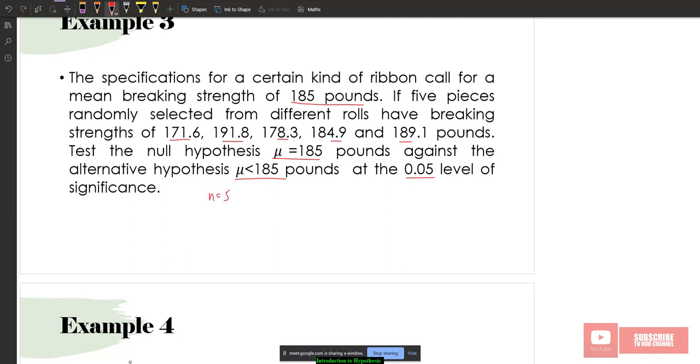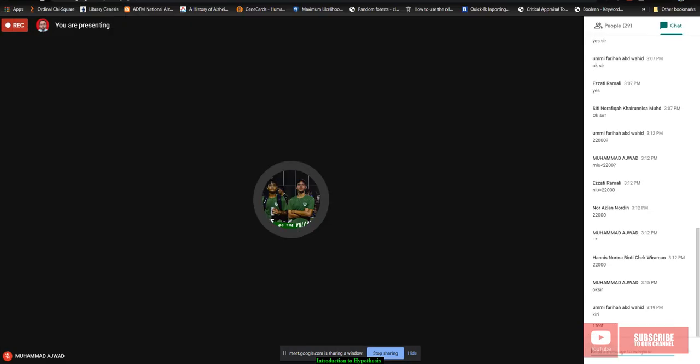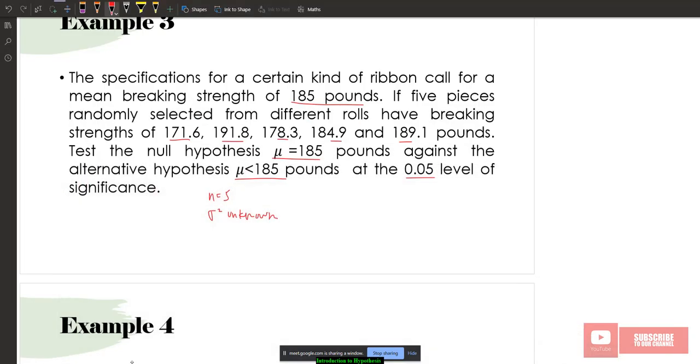Right, so n is equal to 5, very small, and the population variance is unknown. So which test do we use, T or Z distribution? Please speak up. We want to go through one by one, just briefly, before I leave it for you to answer the questions. So this one should be the T distribution, right?